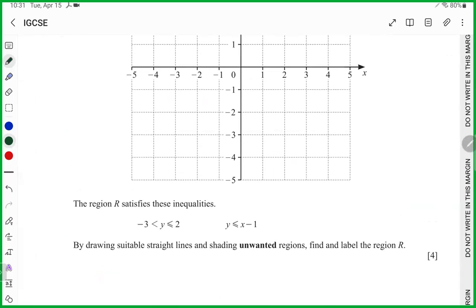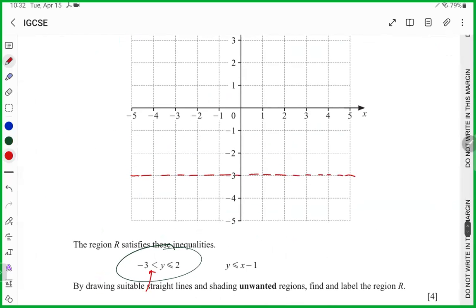Okay. y is between -3 and 2. So y is -3. Since it is less than -3, we're just going to put dots like this. So it's going to be a dotted line. A dotted line shows that -3 is not included. And y is 2, so we're going to draw a full line. This is y equals 2.